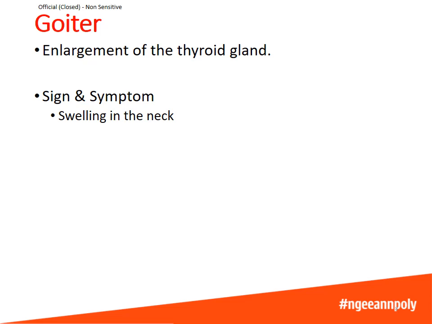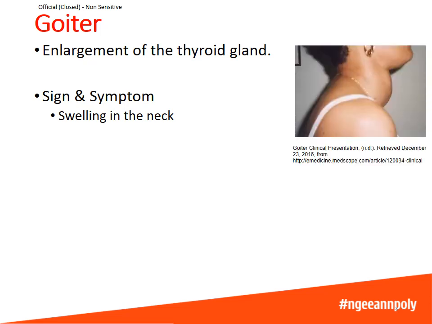Now let's take a look at goiter. Goiter is the enlargement of the thyroid gland. As you can see in this photo, there is a swelling at the front of the neck. Goiter is not a disease, rather it is a sign of an underlying medical condition.